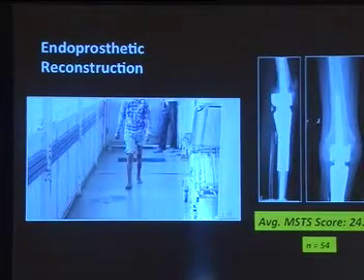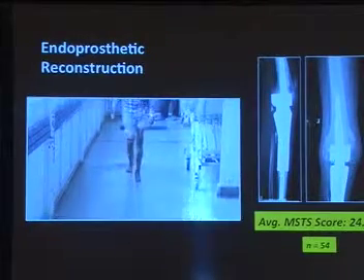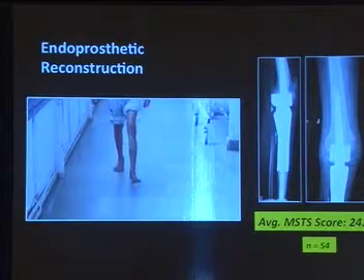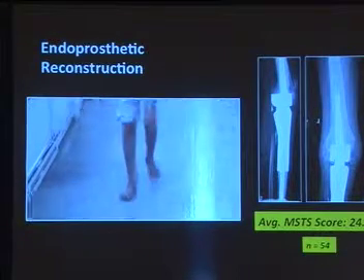So that's an endoprosthetic replacement. The average MSTS score in these patients is of the order of 25, 24.6. We had about 54 of these patients. They do pretty well.